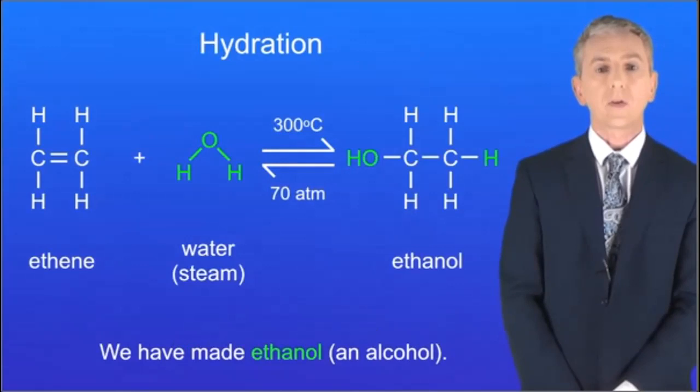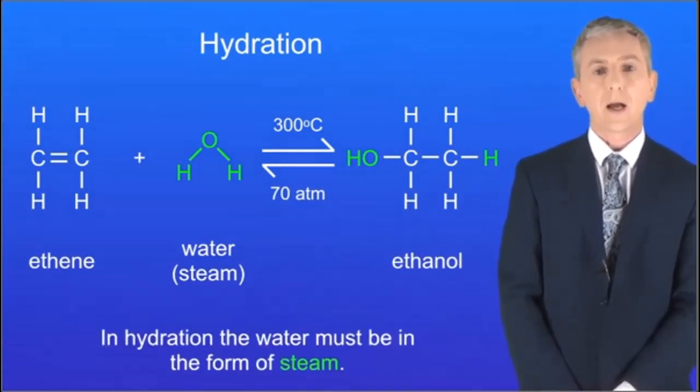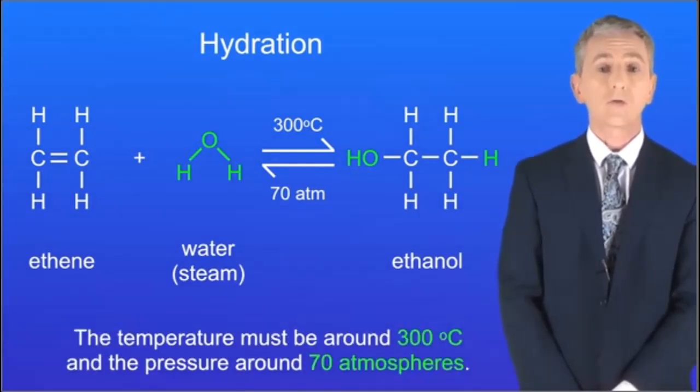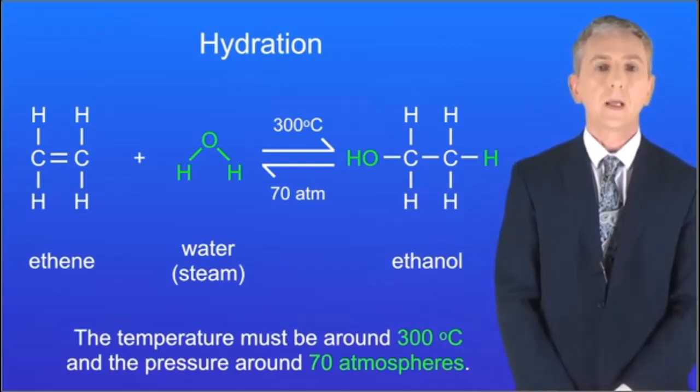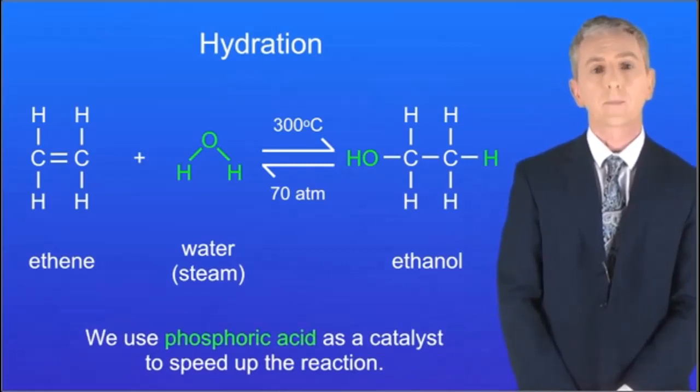I'm showing you the reaction of ethene with water here. As you can see, when we hydrate ethene, we make ethanol, which is an alcohol. The first key fact about hydration is that the water must be in the form of steam. The temperature must be around 300 degrees Celsius and the pressure around 70 atmospheres. And we use phosphoric acid as a catalyst to speed up the reaction.